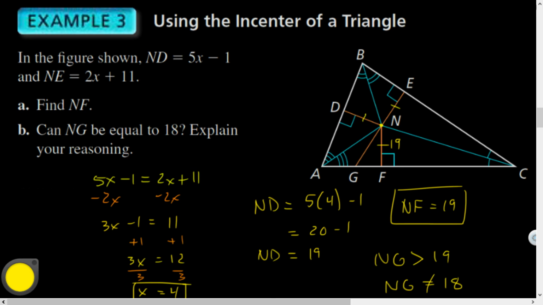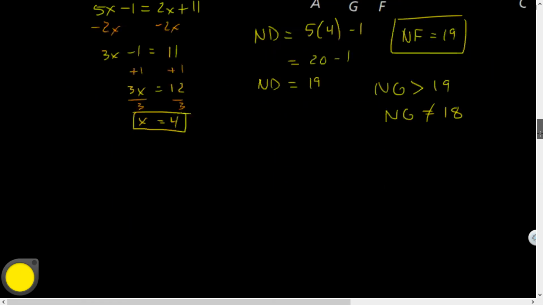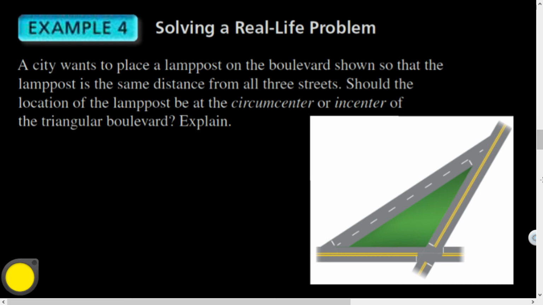Let's see, do we have one last example? Yeah, I think I'm going to just do this last example. All right, solving another real-life problem. A city wants to place a lamppost in the boulevard shown so that the lamppost is the same distance from all 3 streets. Should the location of the lamppost be at the circumcenter or the incenter of the triangular boulevard?